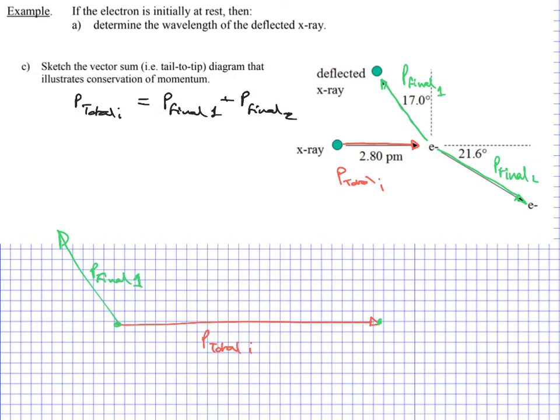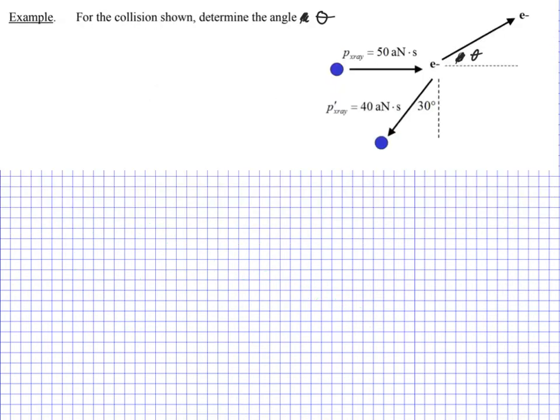And then my momentum final 2 is the electron, and that's going to go all the way, again not to scale, to here. And so that's my momentum final 2. That's my vector diagram. So in this third example, we're going to demonstrate that we can actually just use straightforward Unit 1 conservation of momentum principles to analyze a Compton collision as well.